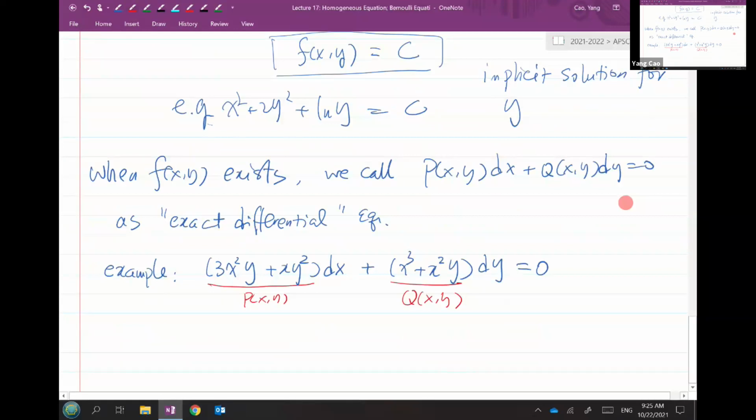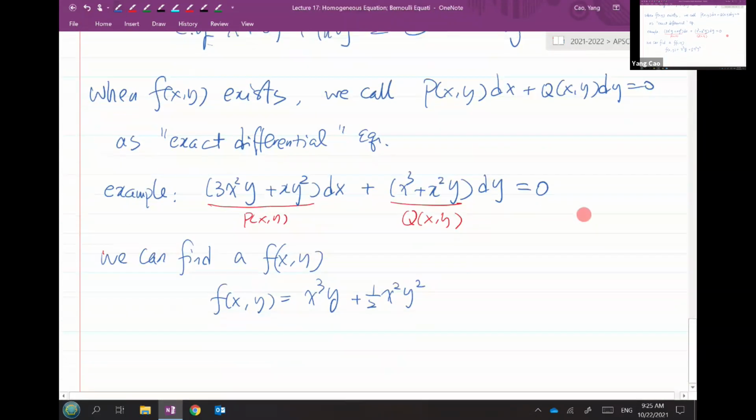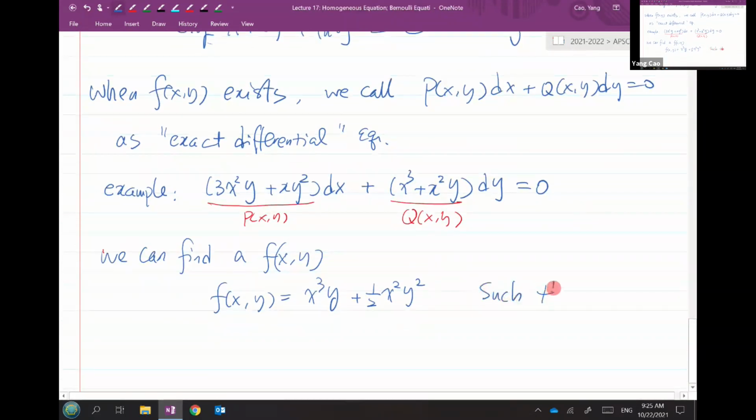Now, without telling you how, I'm going to tell you that we can find a function f of x,y, and this function f of x,y is x cubed y plus 1/2 x squared y squared. I can find this f of x,y function. And what's so special about this? You can verify.